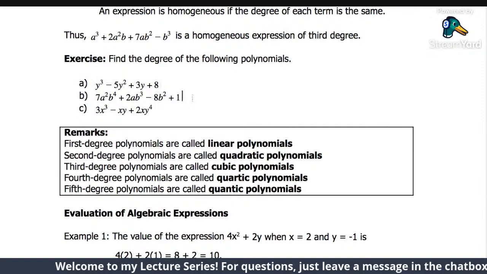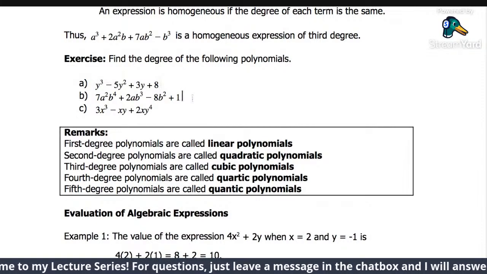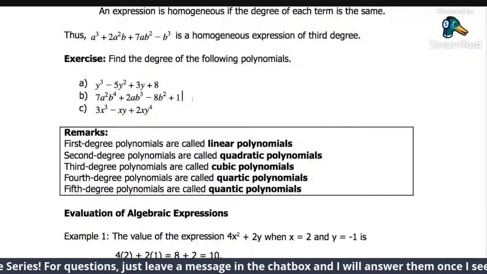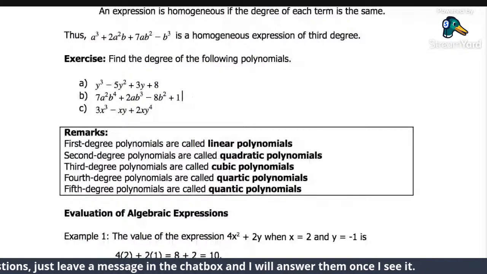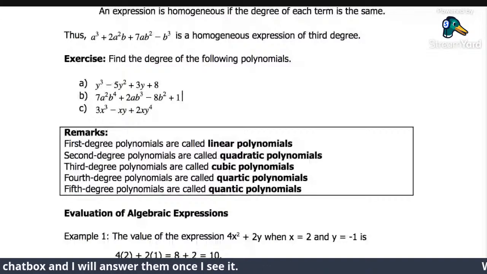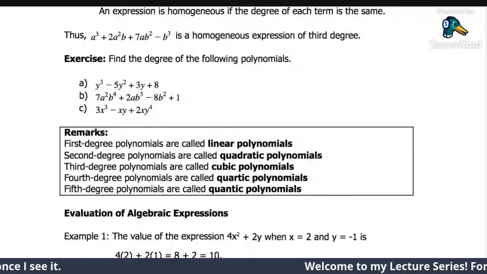Letter B. Okay. So Divina Grace also answered 3. That's correct. Let's try letter B. 7a squared b to the fourth plus 2ab cubed minus 8b squared plus 1. What's the degree of this polynomial?